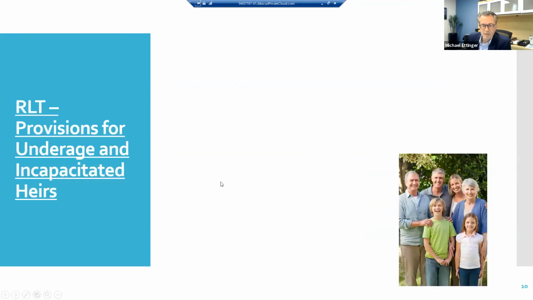What about underage and incapacitated heirs? So you left it to your son or daughter, but unfortunately, they predeceased you. It goes to their children. We generally at Ettinger Law Firm, based on our experience, will hold it in trust for the children until they're 35. Usually a brother or sister, which is an uncle or aunt, is in charge, can use the money under the trust for their health, education, maintenance, and support. Whatever they don't use, they turn over at age 35.